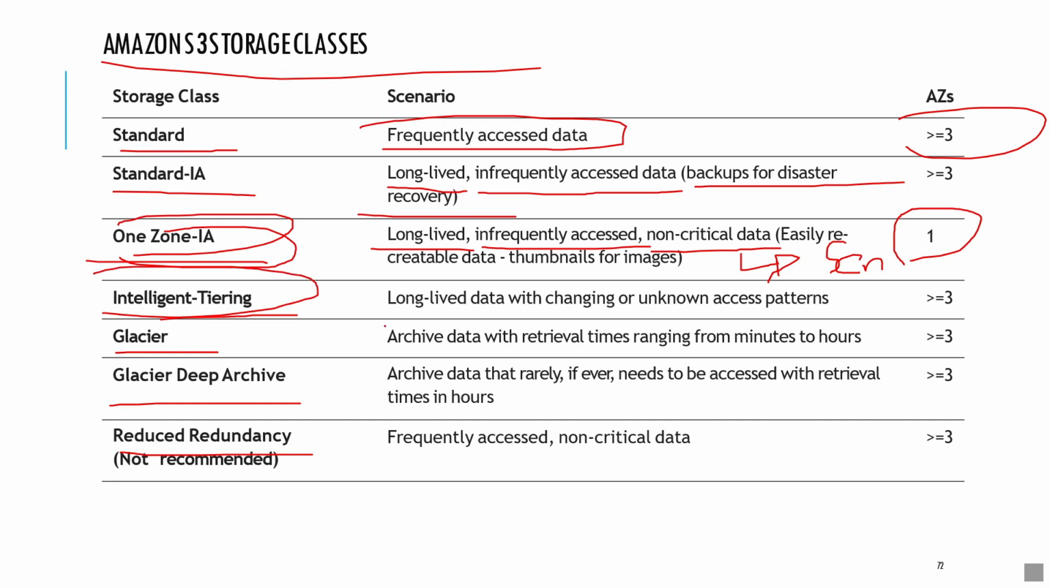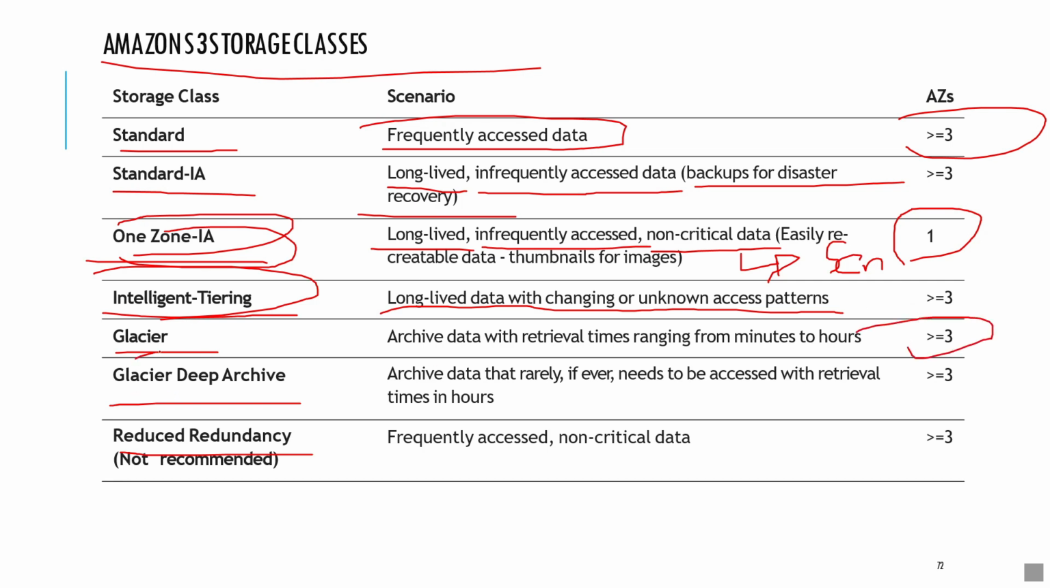Intelligent-Tiering: long-lived data with changing or unknown access patterns. Long-lived data is information which is stored for years. Changing or unknown access means we can't predict. We may access the data or we may hardly access the data. That is Intelligent-Tiering. It is also available in more than 3 availability zones.